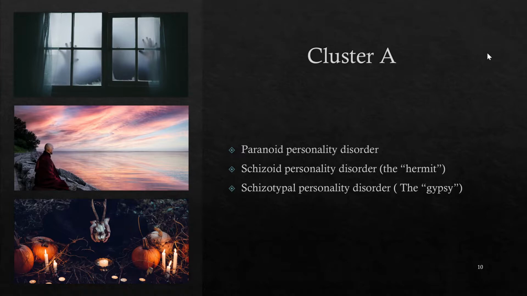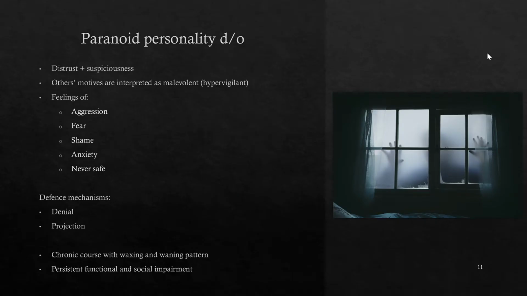Cluster A includes paranoid personality disorder, schizoid, as well as schizotypal personality disorder. The first on our list, the paranoid personality. These are patients that present with distrust and suspiciousness. Other people's motives are interpreted as being malevolent. They are hypervigilant, and they can report feelings of aggression, fear, shame, anxiety, or the feeling of never feeling safe. Their defense mechanisms usually include denial and projection. This diagnosis has a chronic course, but with a waxing and waning sort of pattern. This leads to persistent functional as well as social impairment.